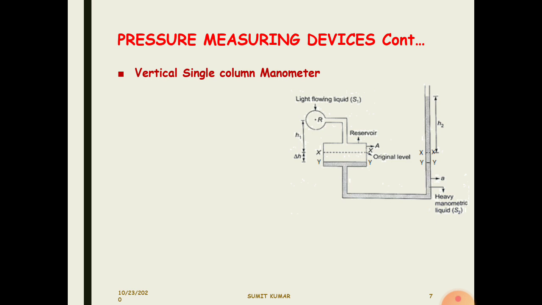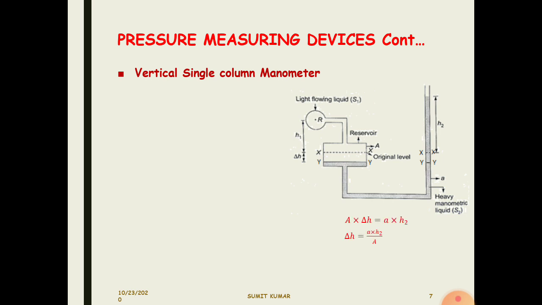And when the reservoir side limb is connected to the point where pressure is to be measured, then due to that pressure, the manometric fluid in the reservoir shifts downward and an equal volume of the manometric fluid in the right limb moves upward as shown in this figure. And the new level of the manometric fluid in the reservoir will be YY.